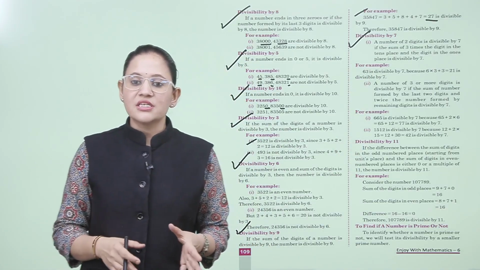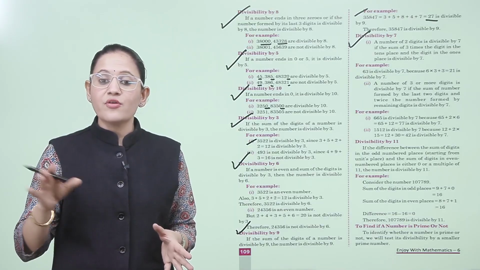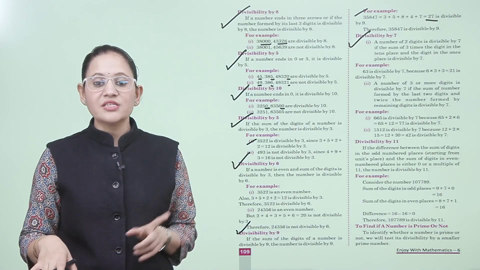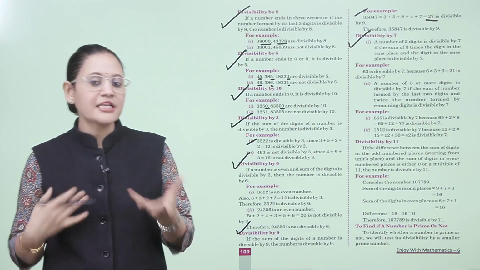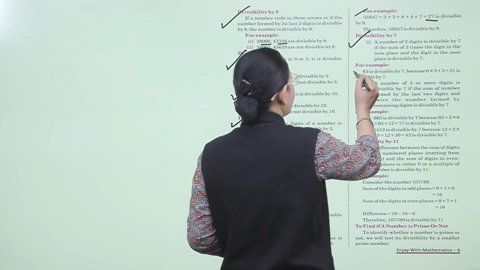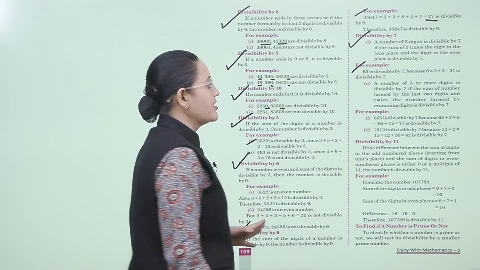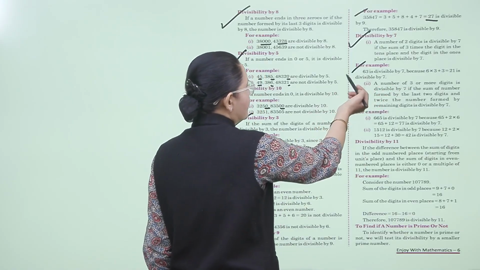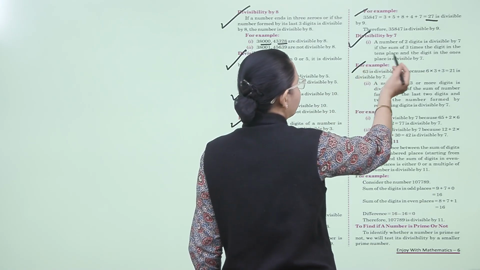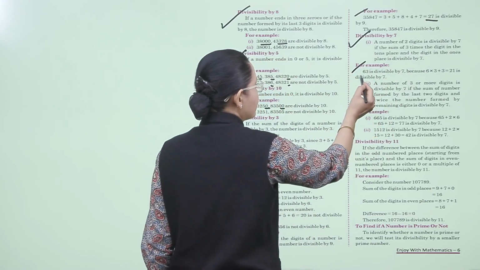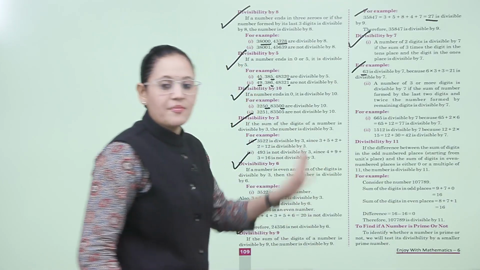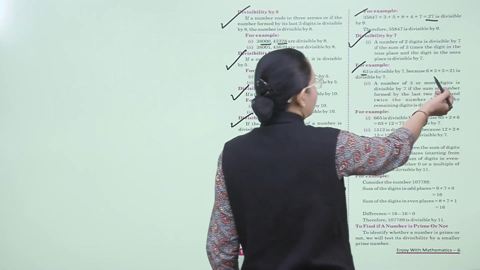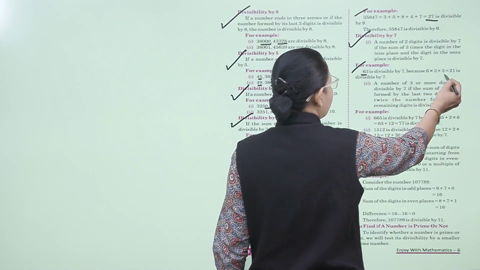A 2-digit number is divisible by 7 if the sum of 3 times the digit in the tens place and the digit in the ones place is divisible by 7. We will understand this with the help of an example. 63 is divisible by 7 because, for that, we take the sum of 3 times the digit at the tens place. Here the digit at the tens place is 6. Multiplying by 3, 6 threes are 18, plus the digit at the ones place, 3, total makes 21, and 21 is divisible by 7.